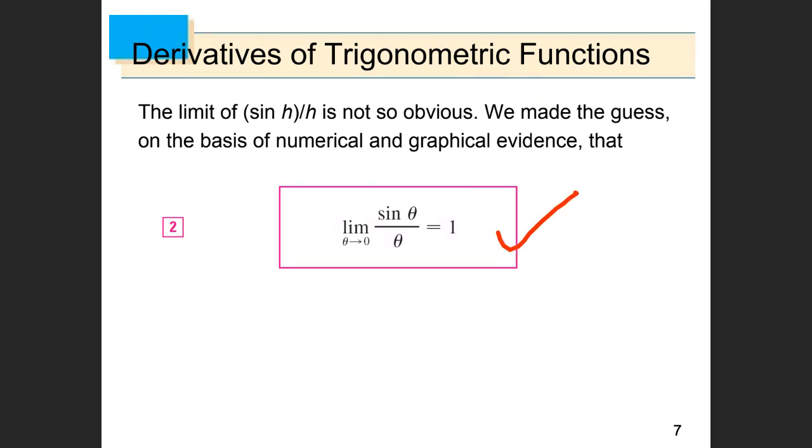Keep in mind that we got to this answer just on the basis of some numerical and graphical evidence, but we should be able to prove that it is actually equal to 1. And how do we do that? If you look on Blackboard, there is a PDF that I uploaded. It's called Proof of Special Limit. I'm just going to go over that PDF file quickly with everyone so that when I ask you to prove it, you would understand.